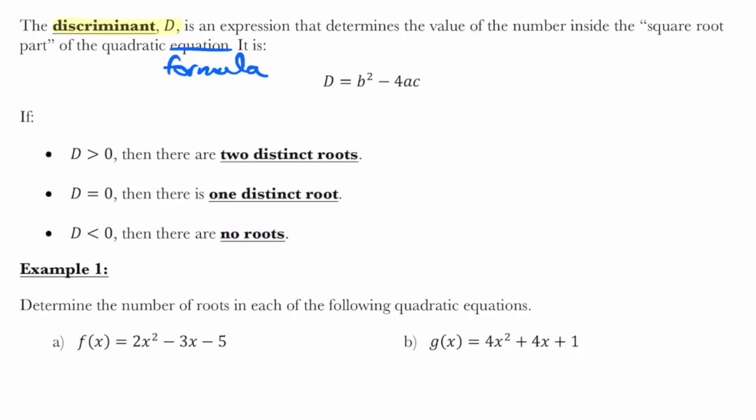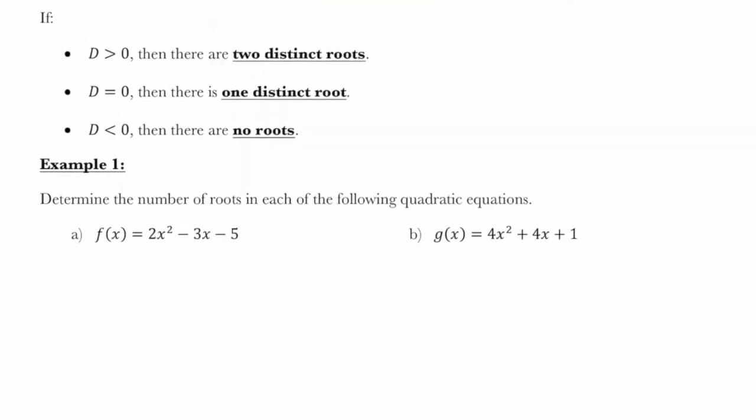So here's the discriminant. It's equivalent to b squared minus 4ac. And once again, notice that's just the expression under the square root of the quadratic formula. We have one of three possibilities. The first one is if your discriminant is a positive number, in other words, greater than 0, then that tells us that there are two distinct roots.